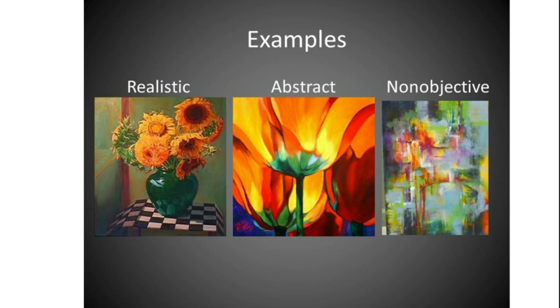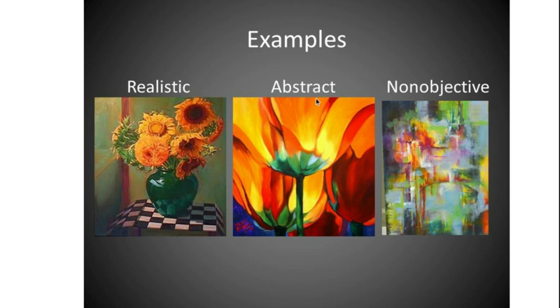So let's relate this to what we see in art. So realistic art, we see this looks real. This looks like a real vase with real flowers on a real table, right? So this would be objective painting. We would look at an object and we would paint it.